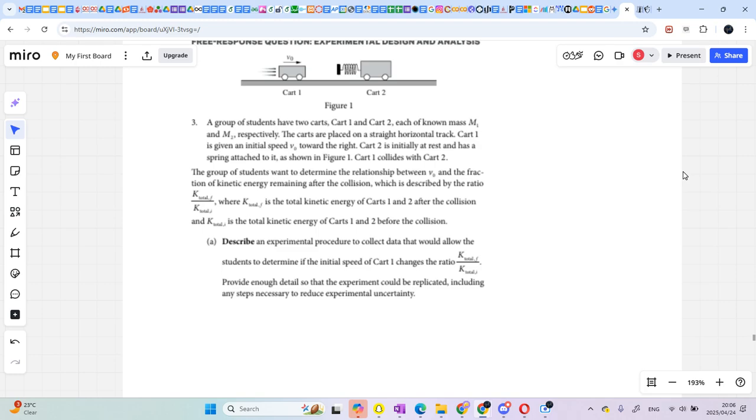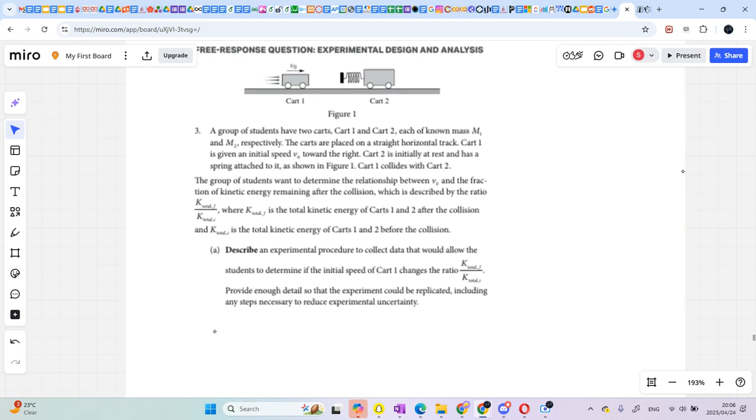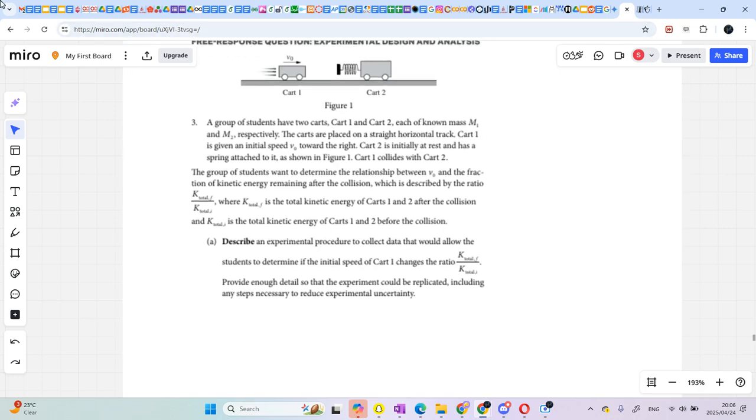A couple of the key components here: first of all, always include the equipment.